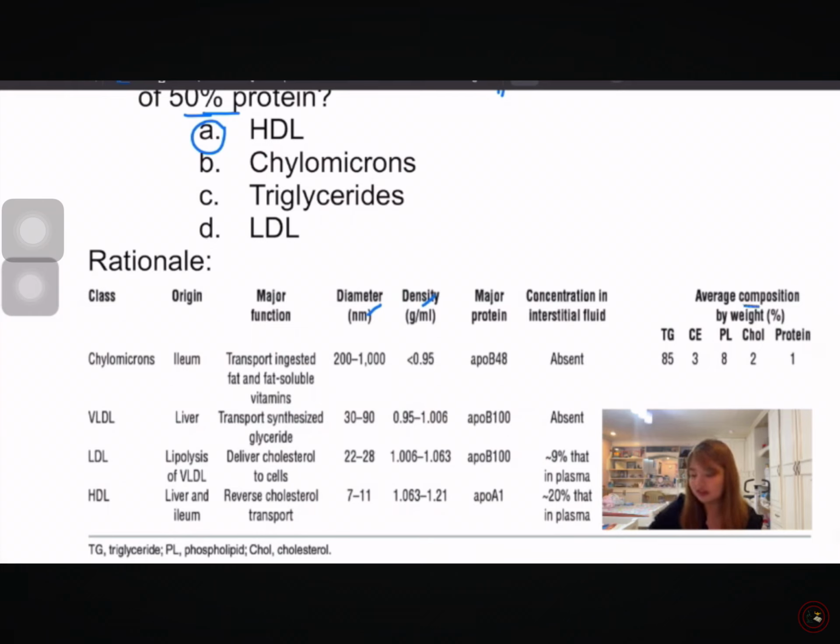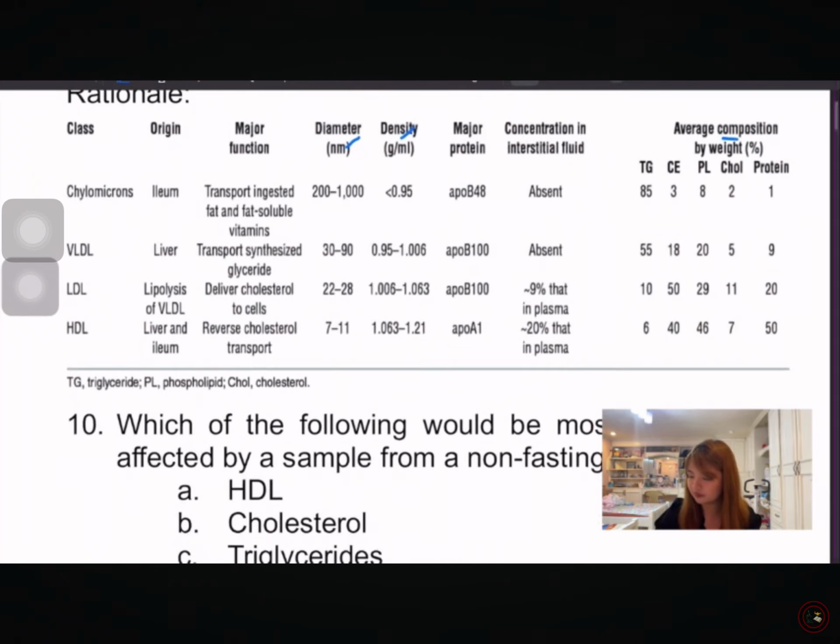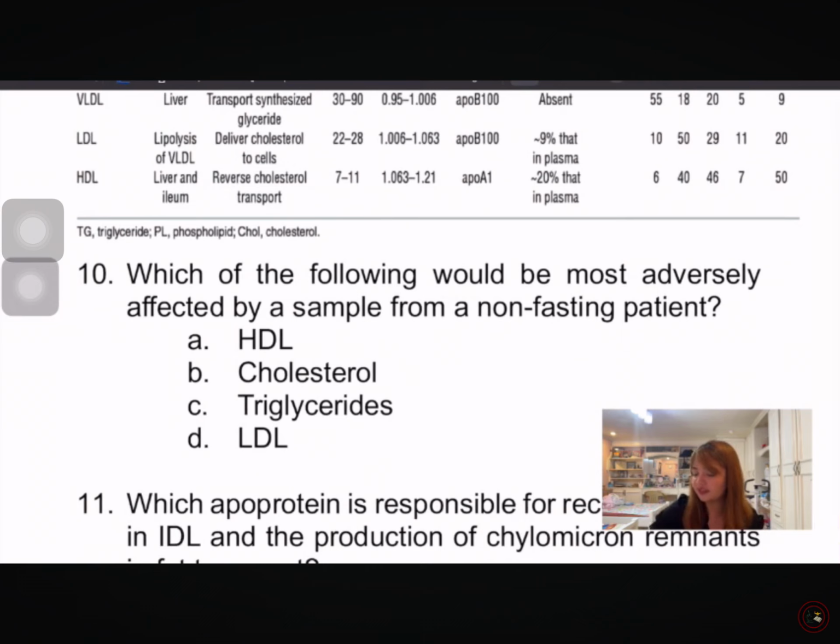in the different classes or different types of lipoproteins. Which of the following would be the most adversely affected by a sample from a non-fasting patient? So we all know that HDL, cholesterol, and LDL do not necessarily require a fasting specimen. Triglyceride actually is the one that is most affected because it is the one that is associated with a milky appearance of serum. Milky serum is the one that is associated with triglycerides. So, it is quite crucial na fasting ang ating patient sample.